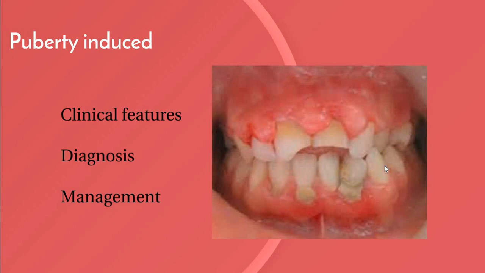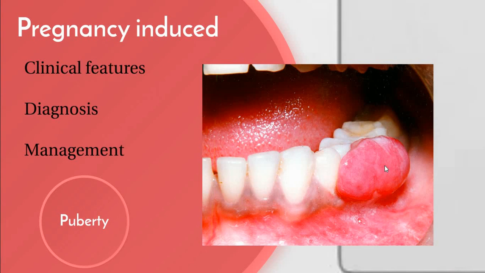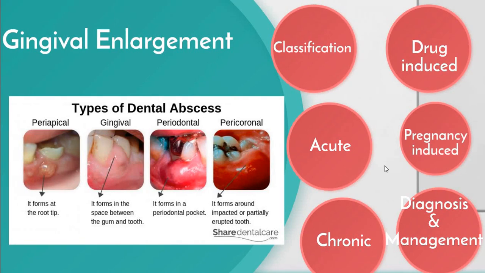So for management here, the diagnosis is the bulbous enlargement, as we talked about. The onset at puberty will give you a clue to the diagnosis, while the management is the removal of local irritants. After puberty, the enlargement undergoes spontaneous reduction, but it doesn't disappear until the local irritants are removed. So it's not just age related, it's also related to local irritants. So this is about pregnancy-induced and puberty-induced gingival enlargement.